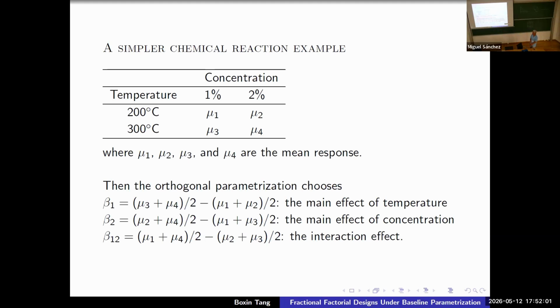Similarly, the average of mu2 and mu4 minus the average of mu1 and mu3, this is the mean response increase when you change concentration from 1% to 2%. It's called the main effect of concentration. And everything left is called the interaction effect. All right?